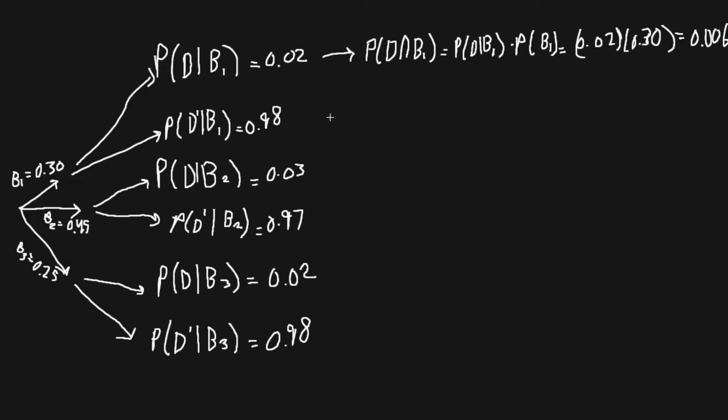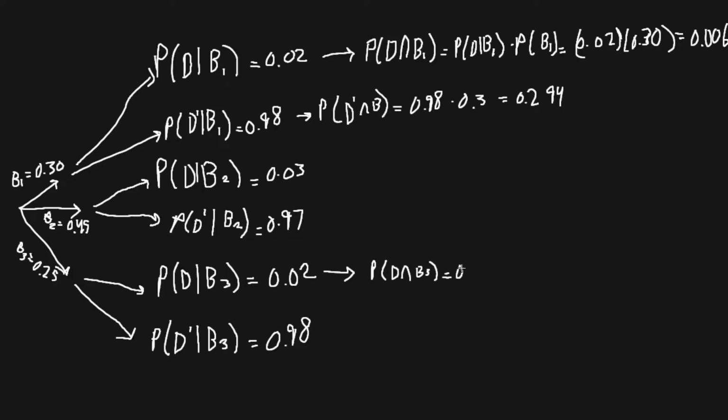Which is equal to 0.006. Now we can move on to the bottom one, which is the probability of D complement and B1, which is equal to 0.98 times 0.3, which is equal to 0.294. Now we can move on to the second last one, which is the probability of D and B3, which is equal to probability of B3 times probability of D given B3. And there you go. That's our answer right there.